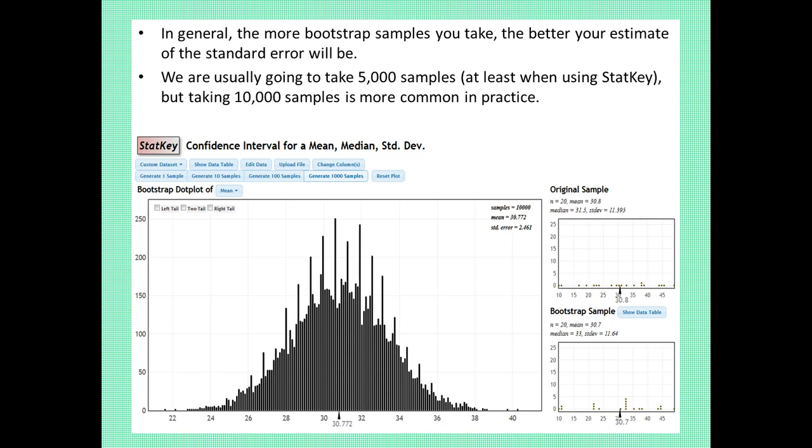And the usual standard is 10,000. That's typically what it is in practice. But like I said earlier, StatKey starts to strain a bit if you go above 5,000. So we're going to cap it at 5,000 for now.